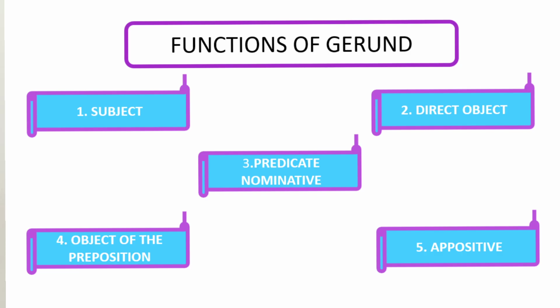The first one, a gerund can function as a subject. Number two, as a direct object. Number three, as a predicate nominative. Number four, as the object of the preposition. And number five, as an appositive. So I'm going to discuss to you one by one the functions, and I will be defining each function, and I will also be giving you examples for its function.